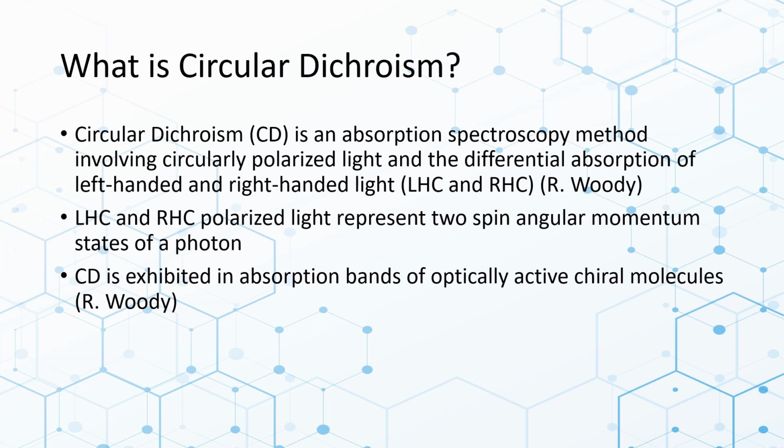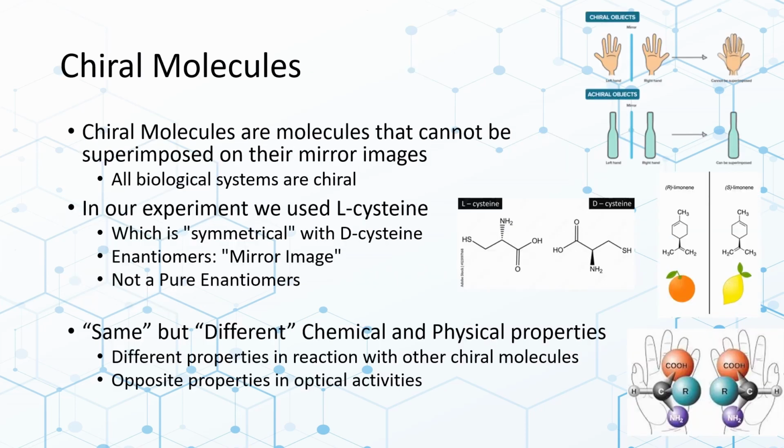Optically active chiral molecules will preferentially absorb one direction of the circularly polarized light. The difference in absorption of the left and right circularly polarized light is what we are measuring. Chiral molecules are molecules that cannot be superposed on their mirror images. All biological systems are chiral. As the image above describes, the mirror image of our hands cannot be superposed. The word chirality is derived from a Greek word meaning hand.